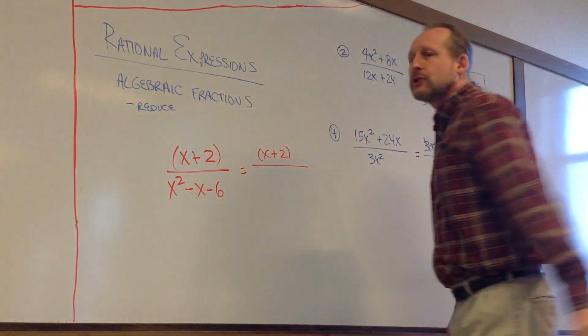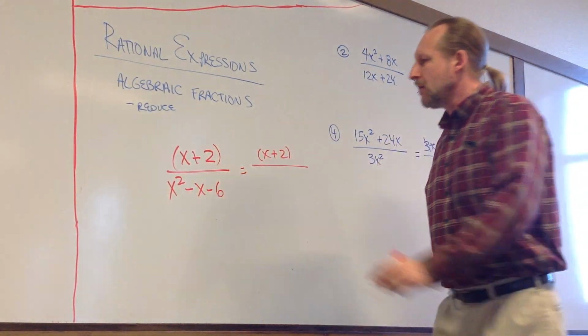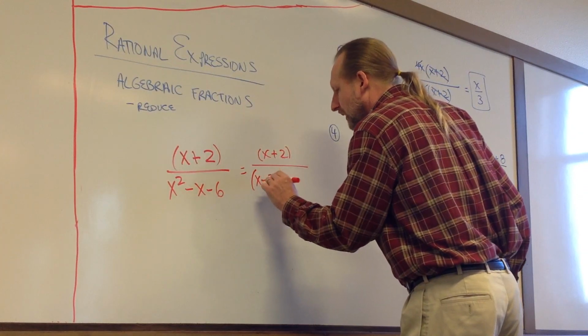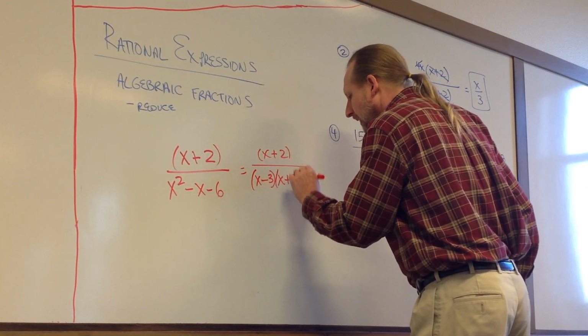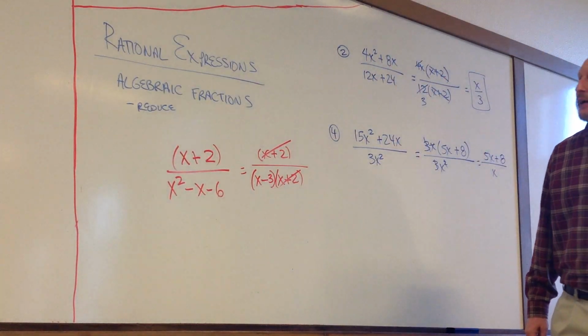On the bottom, this is a trinomial. We need factors of 6 that have a difference of 1, and that'll be 3 and 2. We need x minus 3 times x plus 2. So those two cancel each other out.